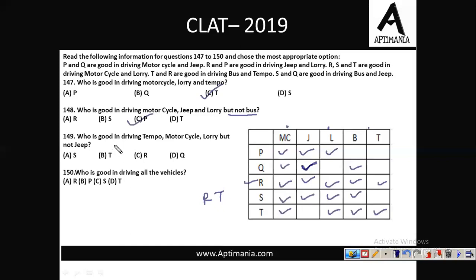Fine. So question number 149. Who is good in driving tempo, motorcycle, lorry, but not jeep? So we can say that the answer should be T. T is good in all four except jeep. So the answer to this question is option B, that is T.